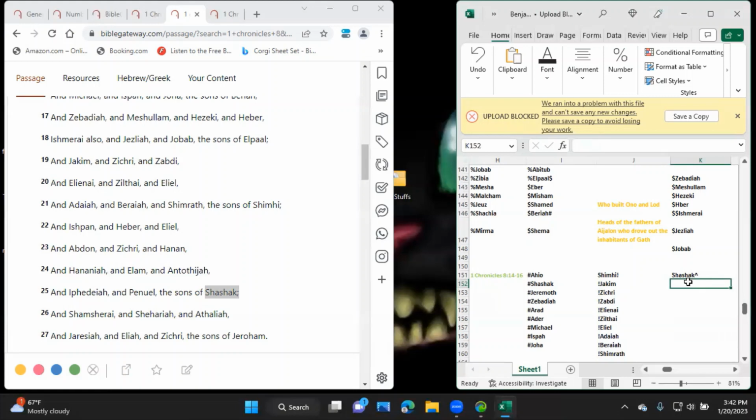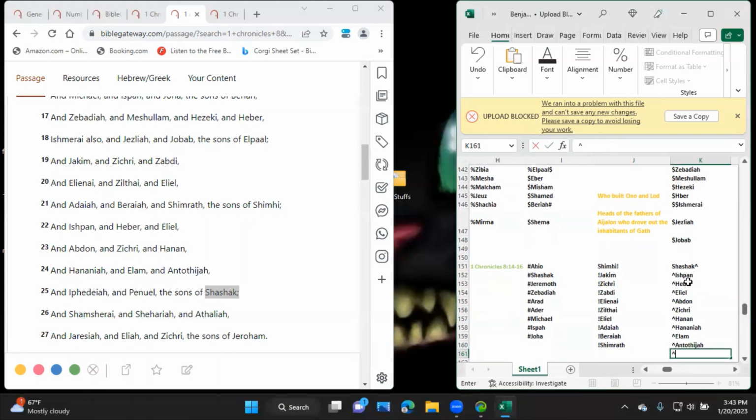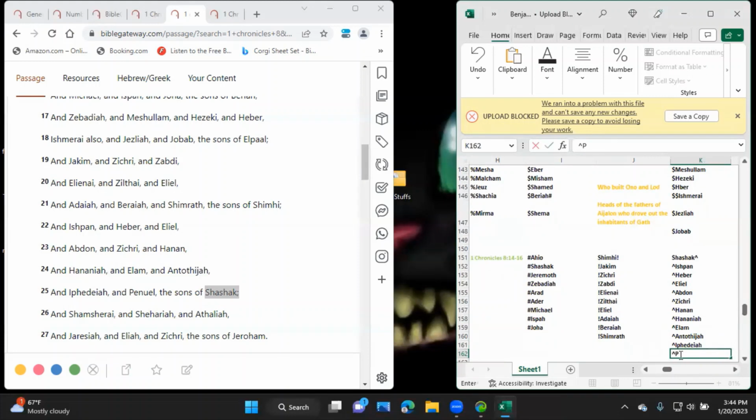Verse 22, Ishpan, Heber, another Heber, Eliel, another Eliel. I think we had an Eliel on the last list. Abdon, Zichri, Hanan, Hananiah, Elam, Antothijah, Iphdeiah, Penuel, the sons of Sheshak.